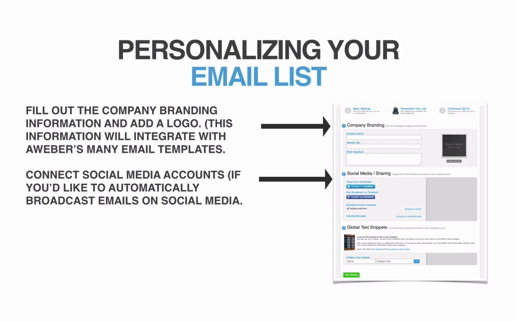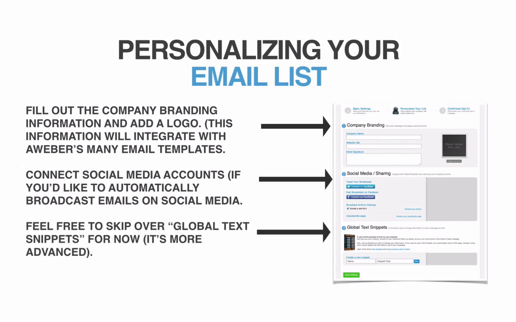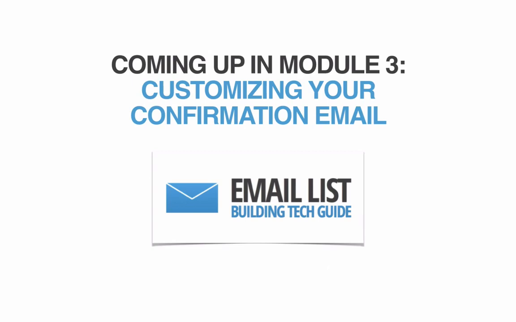If you want to connect to your social media accounts, go ahead. But really, that's only if you want to automatically broadcast emails on social media or things like that. If you're not sure exactly what's going on there, just skip it. I skipped it. I don't use that social media section there. And feel free to skip over the global text snippets as well. This is more advanced stuff, so don't worry about that right now. And then click Save Settings. And then that's it for Module 2.